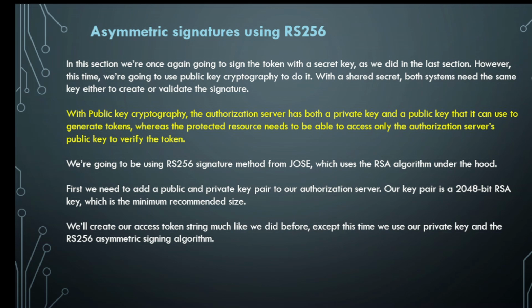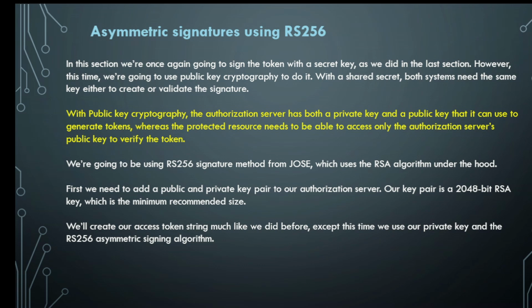Now let's talk about asymmetric. It's kind of the same thing, asymmetric signature using RS256, but here there will be a pair of keys, PKI, and we can see how things are working. So in this section, we are once again going to sign the token with a secret key, as we did in the last section. However, this time we are going to use public key cryptography to do it.